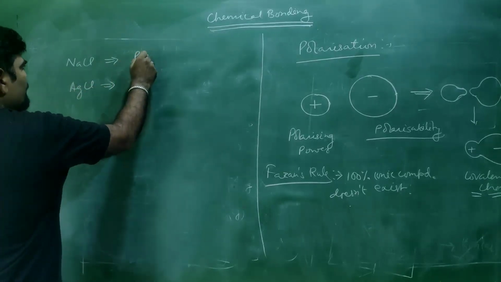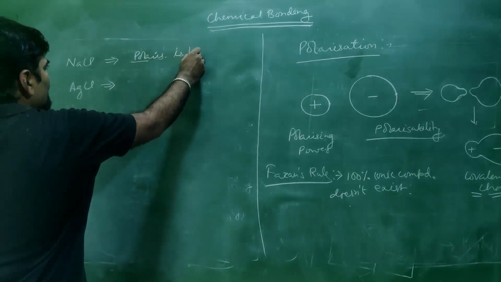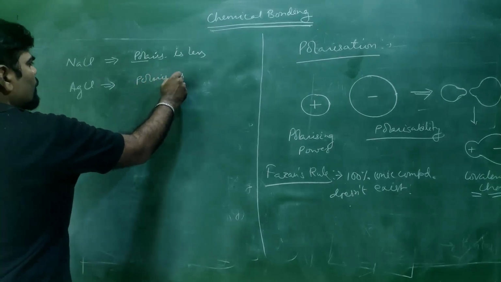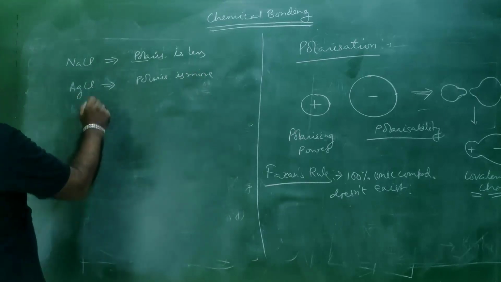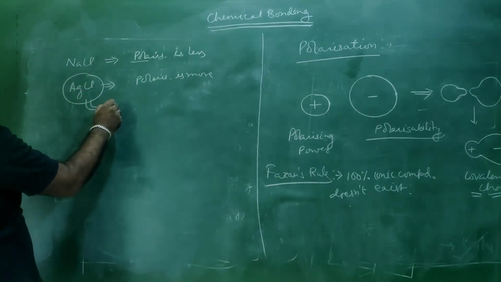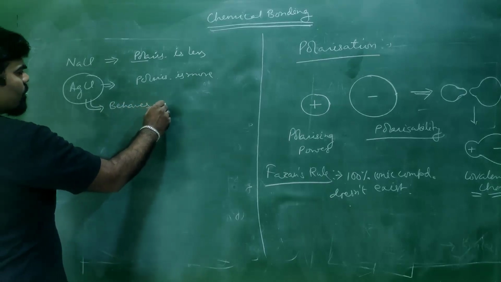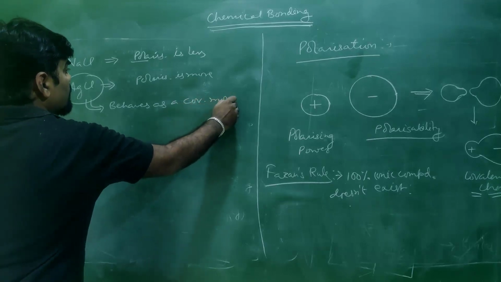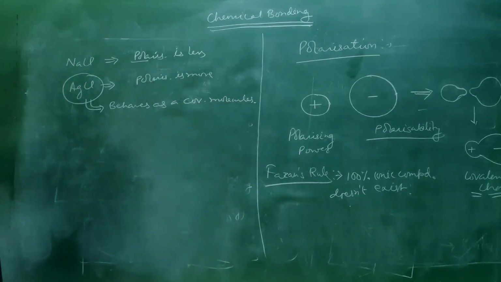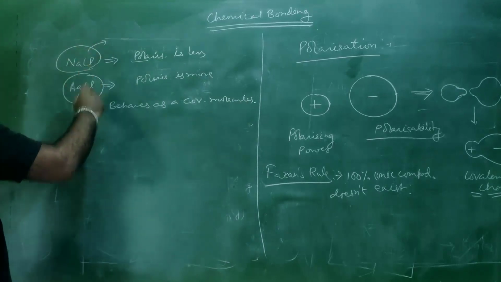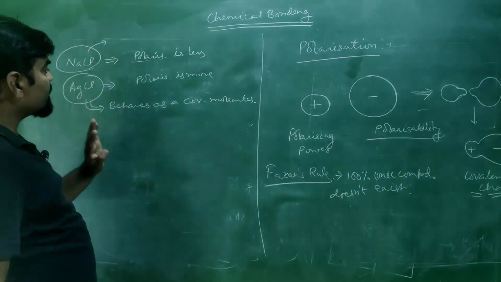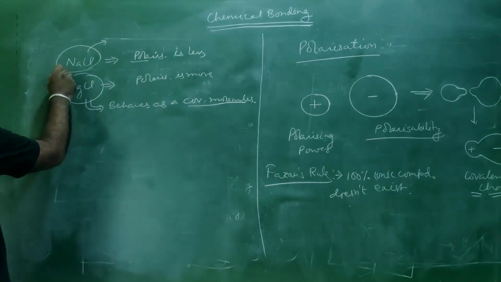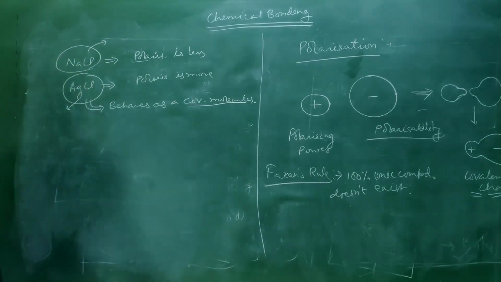So in NaCl, polarization is less, but in AgCl, polarization is more. That is why AgCl behaves as a covalent molecule. However, it is ionic, but it behaves as a covalent molecule. NaCl behaves as an ionic compound because its polarization is less. But AgCl, where polarization is more, behaves as a covalent molecule. And therefore NaCl is soluble in water, while AgCl remains insoluble in water.